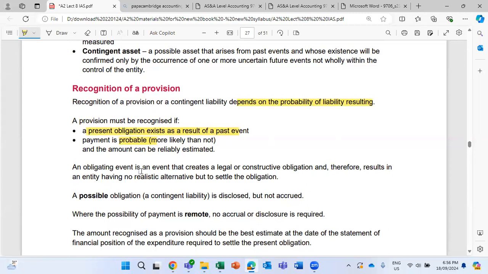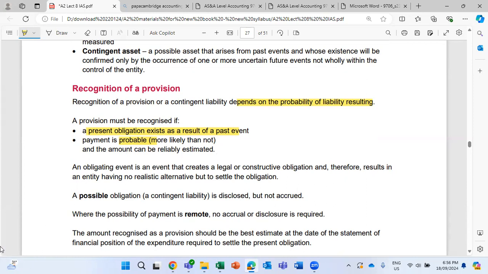An obligating event is an event that creates a legal or constructive obligation. So here they're defining what an obligation is. That means if you fail to meet this obligation, we could be sued. This obligation is legally binding. It means we have to pay. We cannot escape from it.